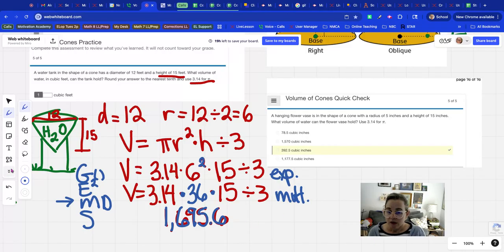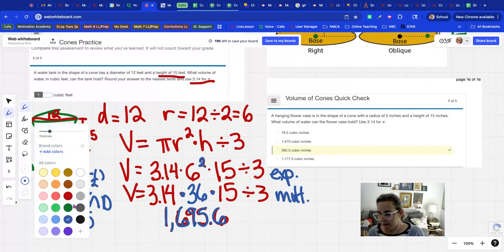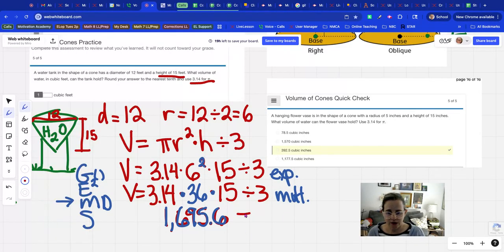Okay, now I'm going to divide by 3, and I'll do that in the calculator. And it said to round to the nearest tenth. So let's see if I get something rounded to the nearest tenth. Divide by 3, and this is what I get, 565.2. So it's already rounded. I don't need to round it. It's already to the correct decimal.